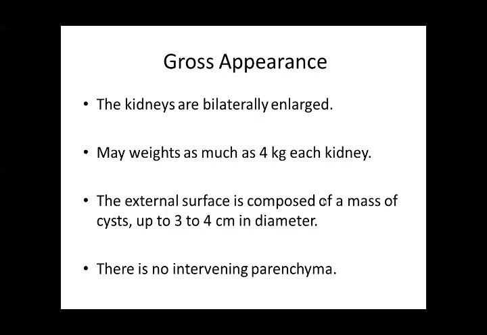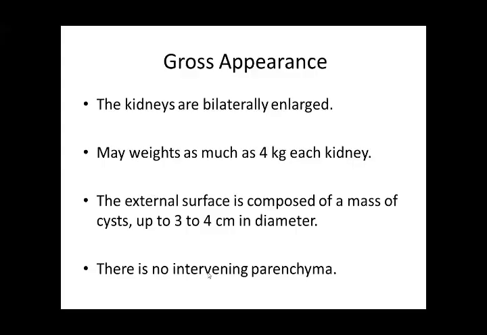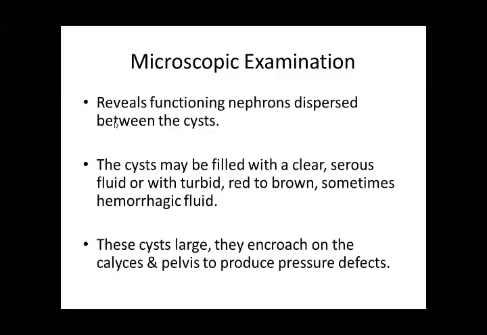The external surface is composed of masses of cysts that are 3 to 4 centimeter in diameter. And then there is no intervening parenchyma. All what you see is just the cyst in the kidney. There is no intervening parenchyma. The parenchyma gets lost. Nephrons are dispersed between the cysts. Cysts may be filled with serous, clear fluid, with turbid to red brown, sometimes hemorrhagic fluid.